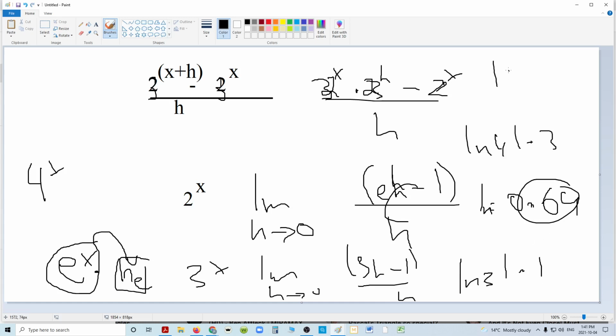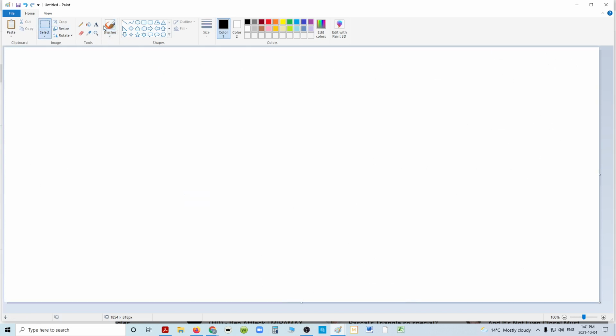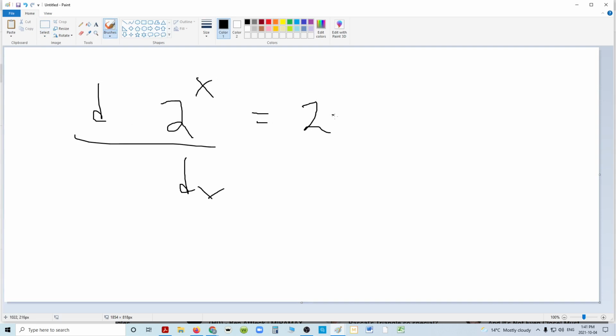What is ln? Ln is the log base e of anything. That's what a ln is. It's just a log base e. So it's called the natural log. So they discovered the formula for an exponent was 2 to the x. The derivative of this was simply 2 to the x again times ln of the base number.